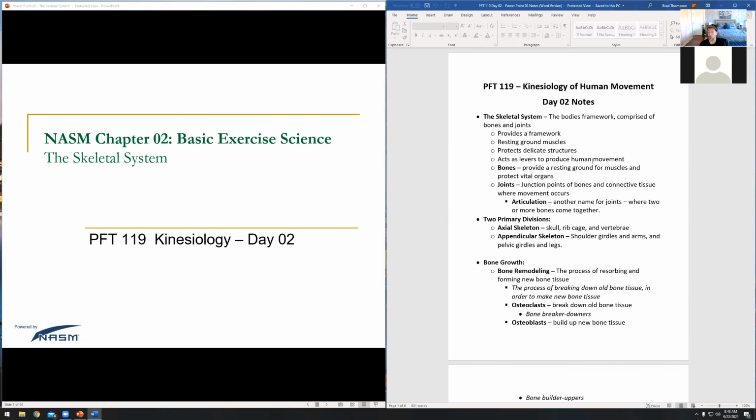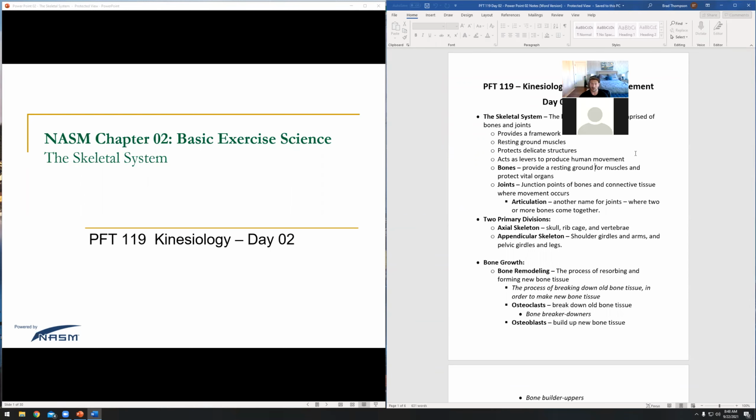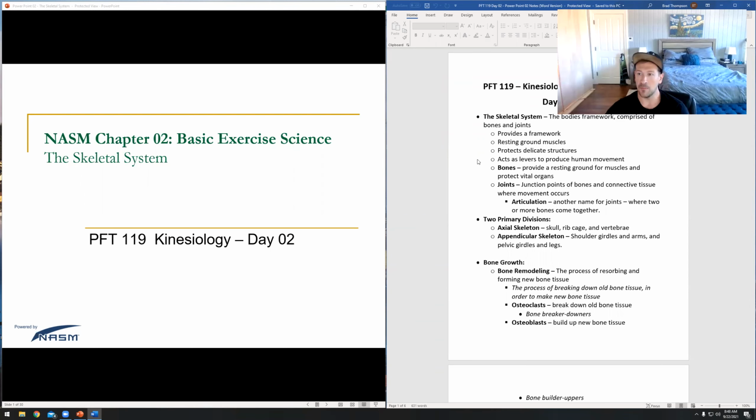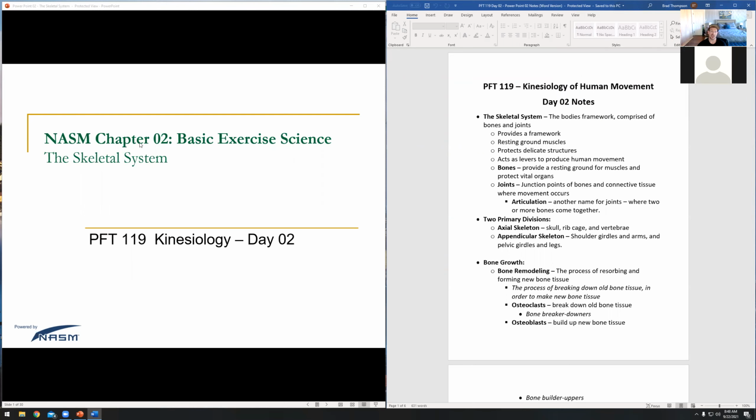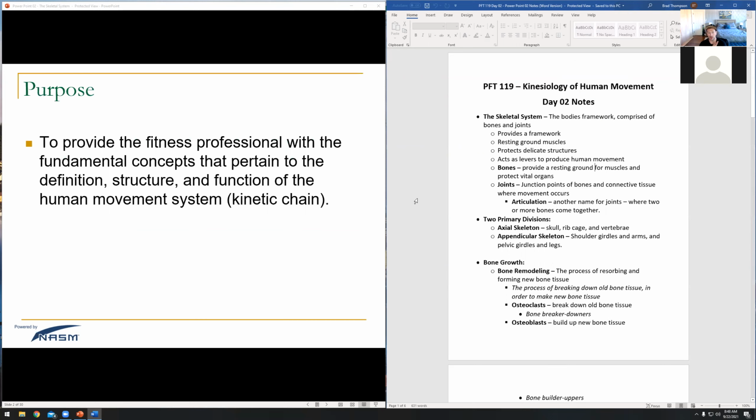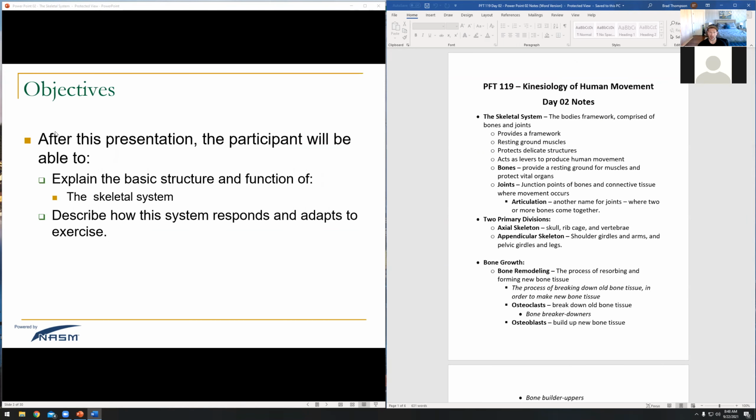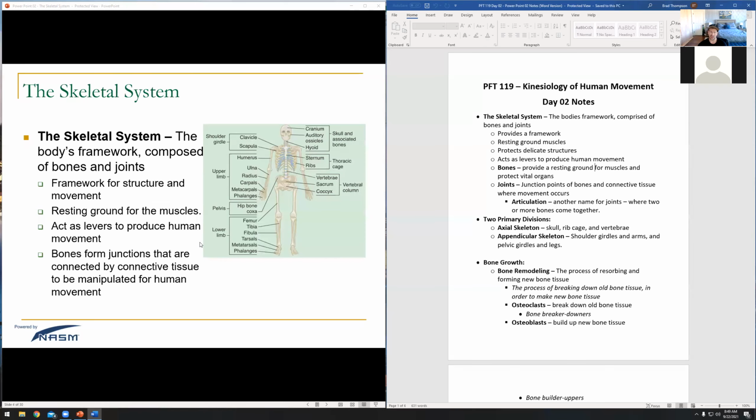And so when we're talking about the skeletal system, one of our primary focuses is understanding how those joints are being manipulated and moving around. So the purpose of today's lesson is to give you a pretty deep understanding of the fundamental concepts of the skeletal system, in particular as it's part of the kinetic chain. We'll talk a little bit about how that system adapts and responds to stress today.